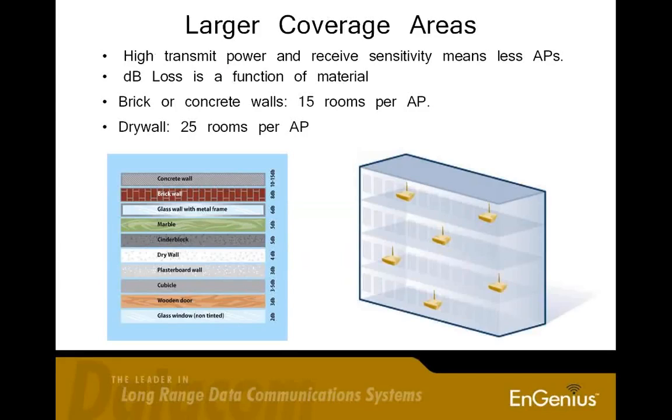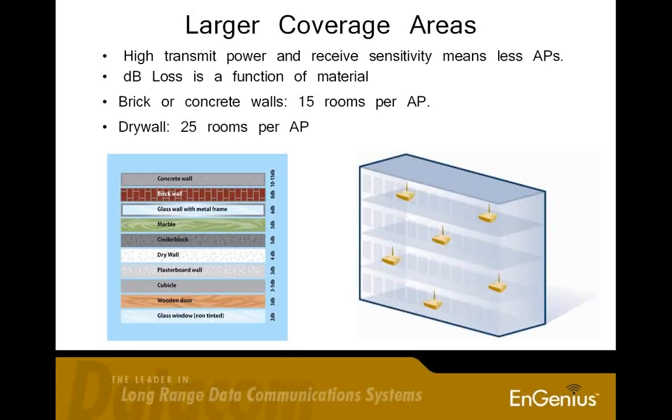For larger coverage areas, several APs can be deployed to appear as a single wireless network. High transmit power and receive sensitivity mean using fewer APs. You must remember that dB loss is a function of material, so the type of material that the building is made of will affect the number of APs required to do the job.